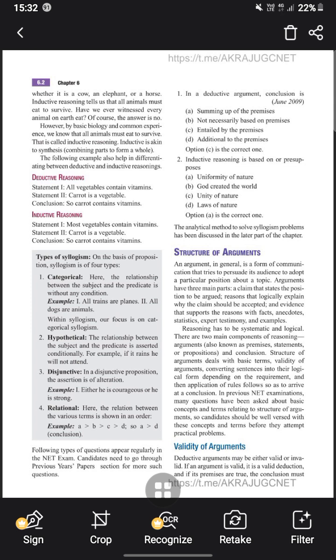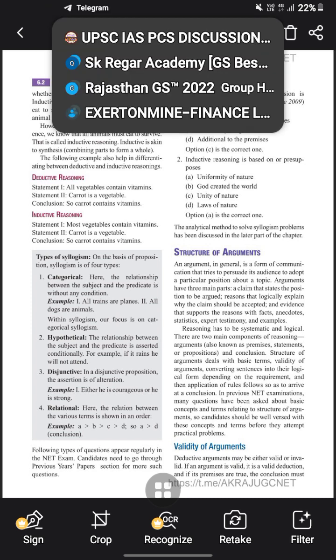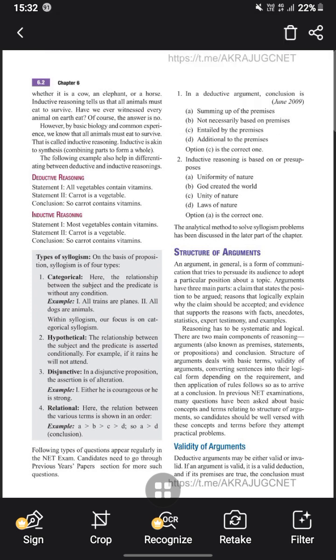Okay. Structure of argument. An argument in general is a form of communication that tries to persuade its audience to adopt a particular position about a topic. An argument has three main parts: a claim that states the position to argue, reasons that logically explain why the claim should be accepted, and evidence that supports the reasons with facts, anecdotes, statistics, expert testimony, and examples. Reasoning has to be systematic and logical.